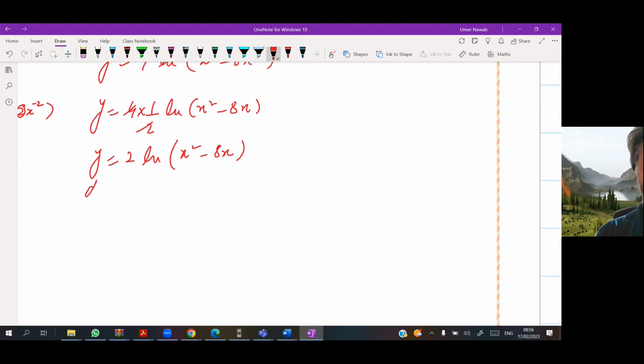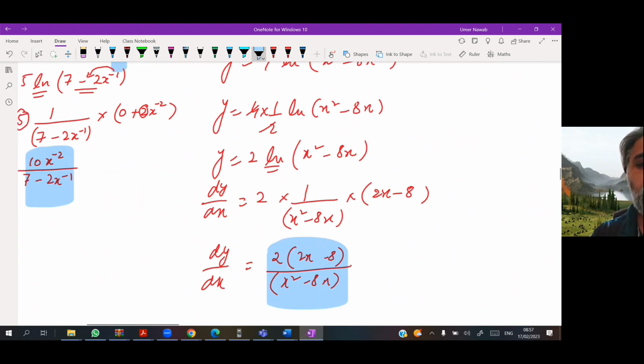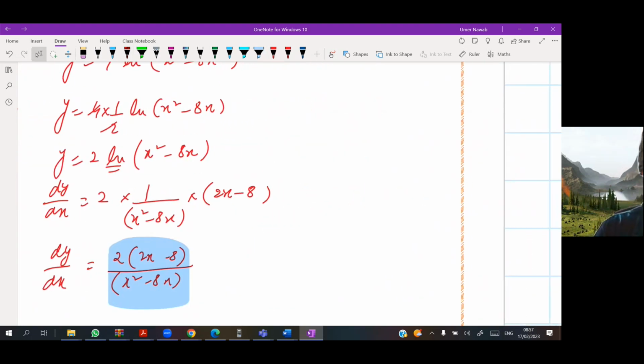I'm ready to apply the differentiation, dy by dx. 2, reciprocate your argument, so x squared minus 8x, and then the further derivative of x squared minus 8x will give you 2x minus 8. Then I'm going to write dy by dx as (2x minus 8) over (x squared minus 8x). That's all with our answer. Right, guys? We have a K part left and an L part left.